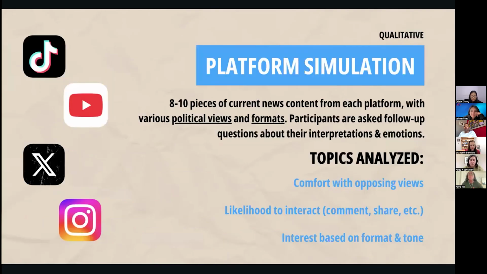And now concluding with the real-life platform simulation. So after completing the interview, respondents would be shown 8 to 10 pieces of current news content from each platform with various political views and formats. They would then be asked follow-up questions about their interpretations, emotions, and general takeaways. Here, the topics analyzed would be their comfort with opposing views, their likelihood to interact with what they saw in the form of commenting, sharing, etc., and their interest in what they saw based purely on format and tone.